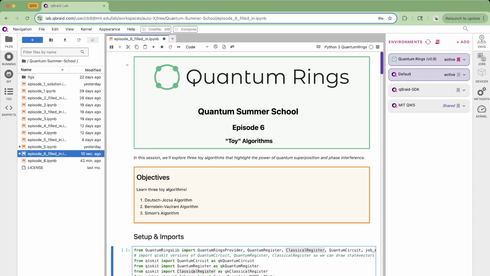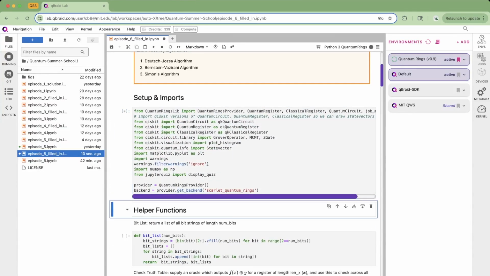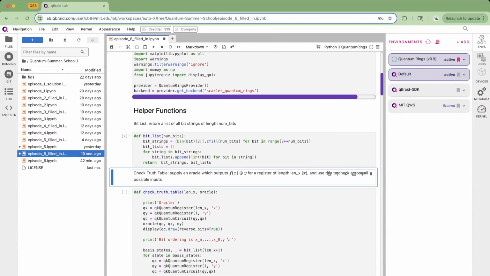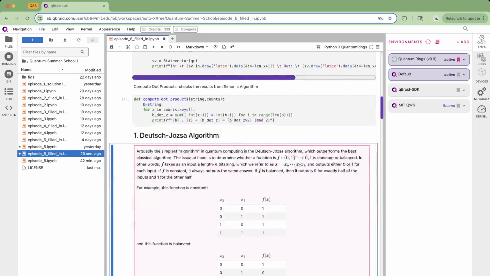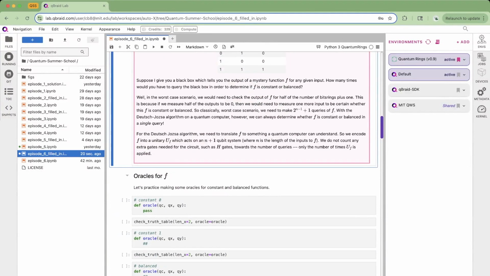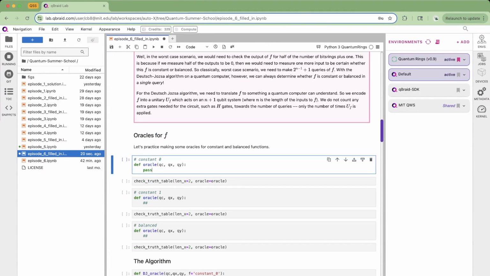Okay, so now let's move over to the coding notebook. First, import all the libraries that we need, and then there's also some helper functions here. The first thing I want to do is practice making some oracles. So the first one that we might want is the constant 0 oracle. And for this one, we know that f of x is going to be 0, so f of x plus y is always just y. So we don't want anything to happen to qubit y, so we should just let it pass through. So for the constant 0 oracle, we would do nothing.